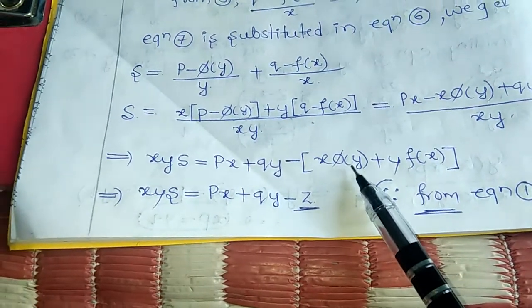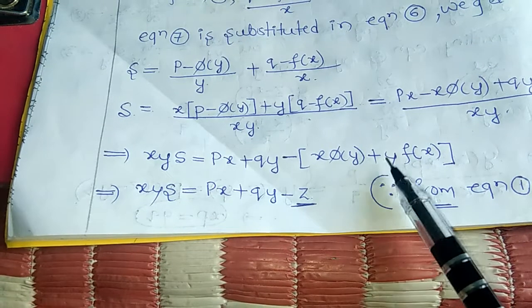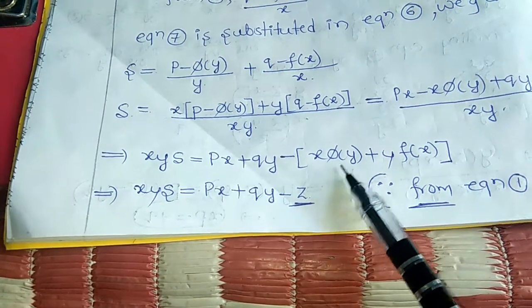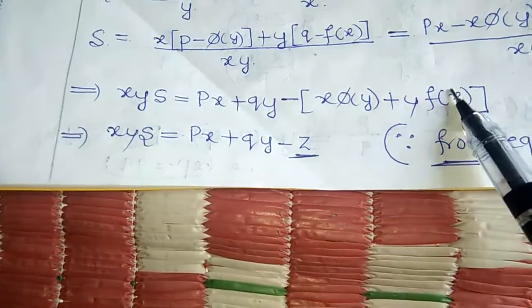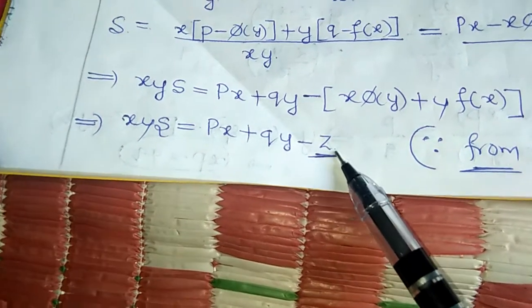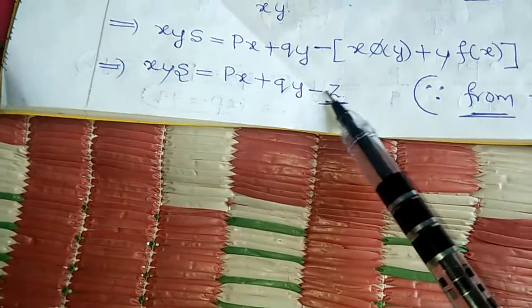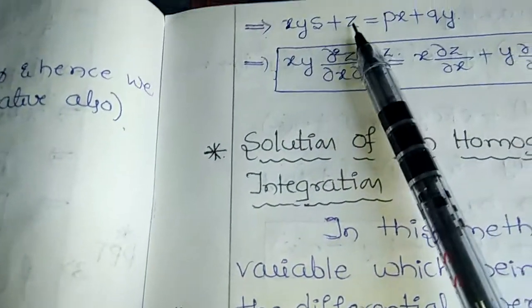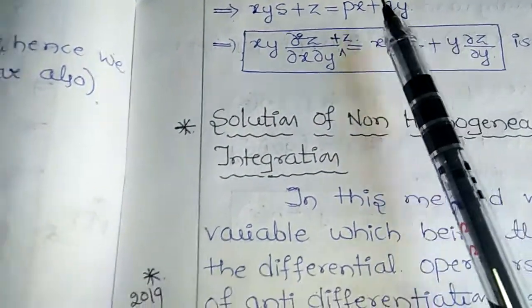What about this value? As it is the given equation, y into f of x plus x into phi of y, it is the given equation. So write this value as equal to z. Then take minus z to the LHS side. So xys plus z is equal to px plus qy.